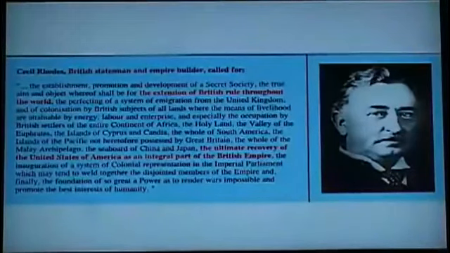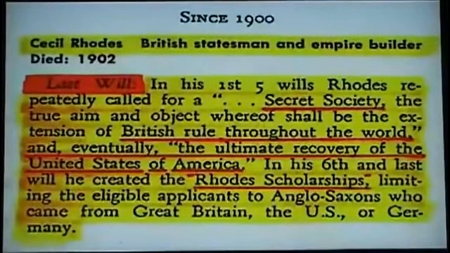We can't forget Cecil Rhodes, a British statesman and empire builder. He had many different wills because he was a very wealthy man. He died in 1902. In the first 5 wills, he repeatedly called for, quote, a secret society, the true aim and object whereof shall be the extension of British rule throughout the world, end quote. And eventually, quote, the ultimate recovery of the United States of America.